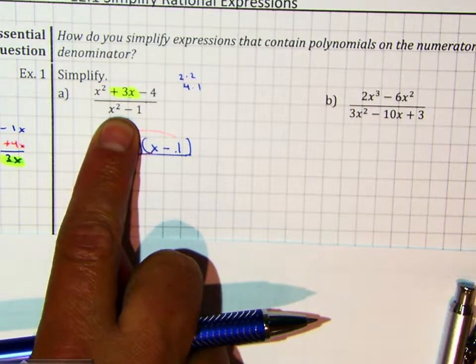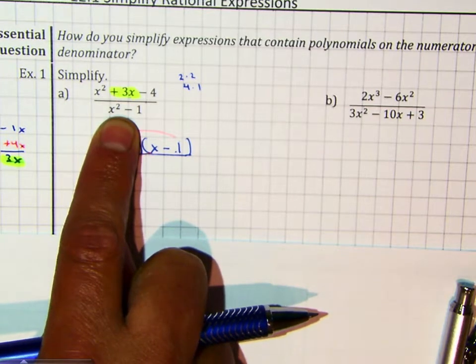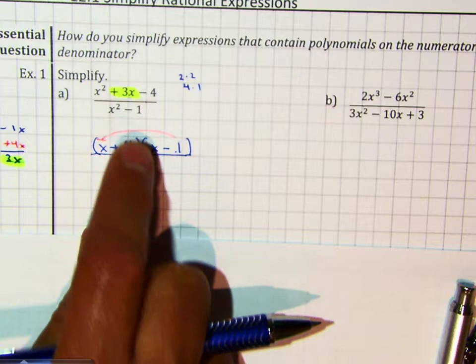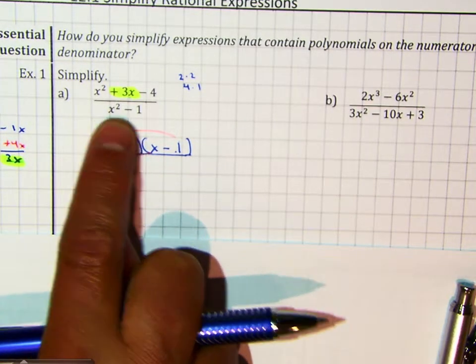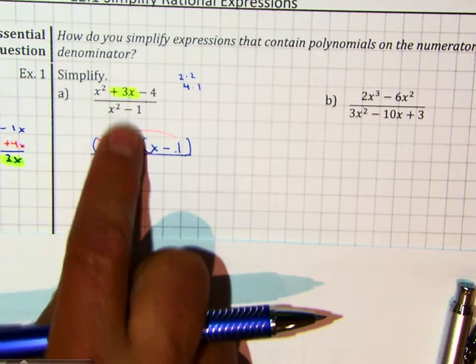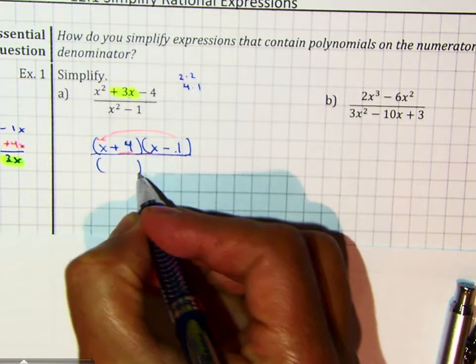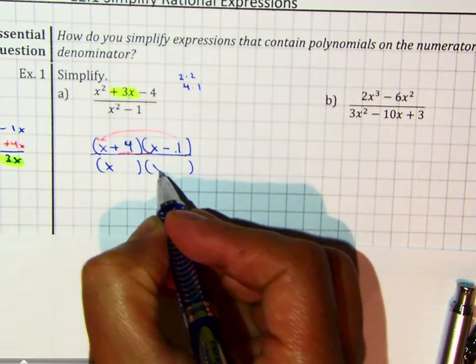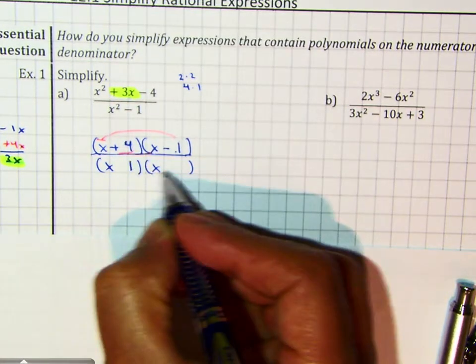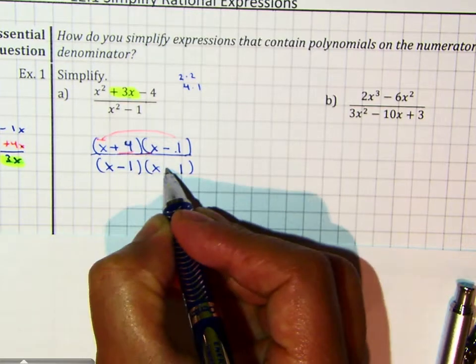Denominator. That's a binomial, but do you remember what this is called? This is called the difference of two squares, because that's a square and that's a square, and there's a minus in between. So we're going to use double parentheses. Factors of x squared will give me x and x. Factors of 1: 1 and 1, one negative and one positive.